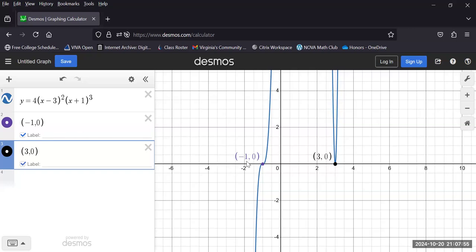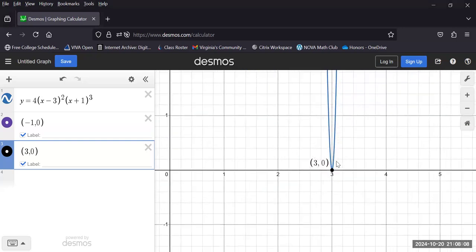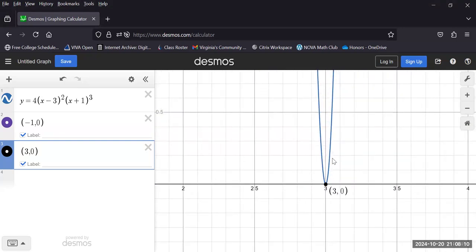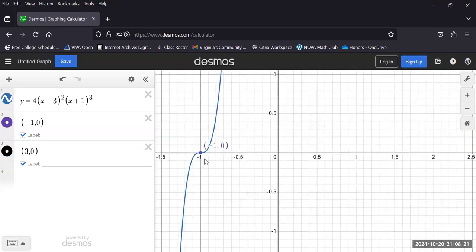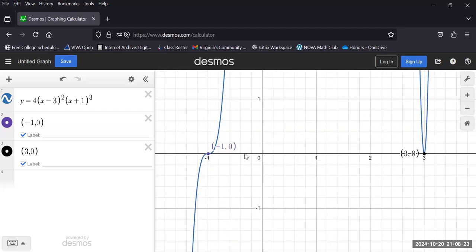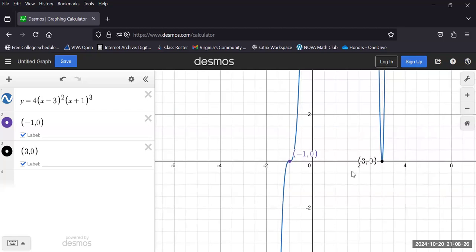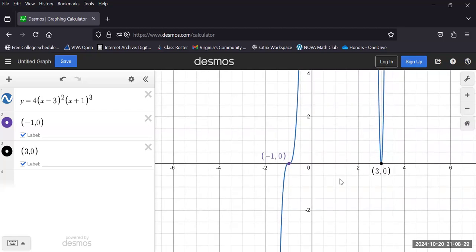So at negative 1, 0, because it's coming from an odd power, you see how it crosses the x-axis. And for the other root, x equals 3, it's touching it and going back in the opposite direction. So it's going down, then coming back up. It touches the x-axis, but it doesn't cross it. Here it's crossing it. So a very important rule.